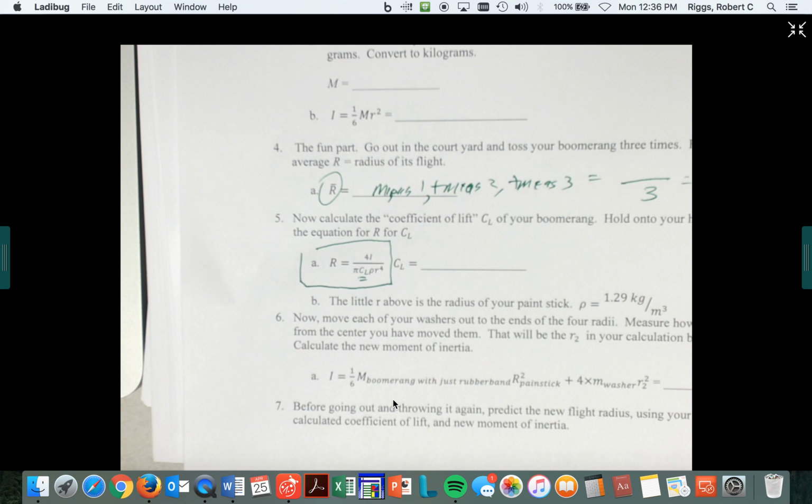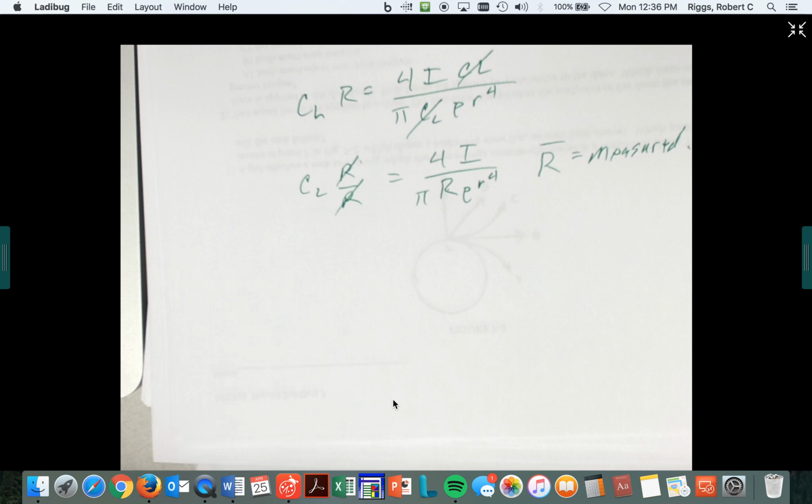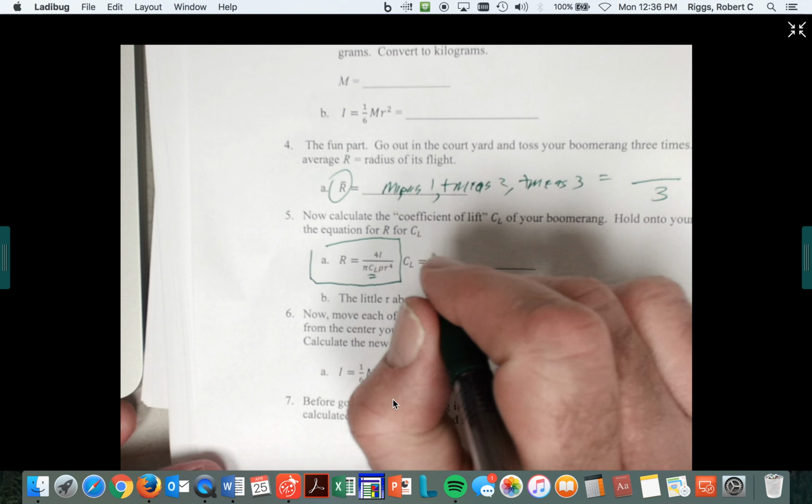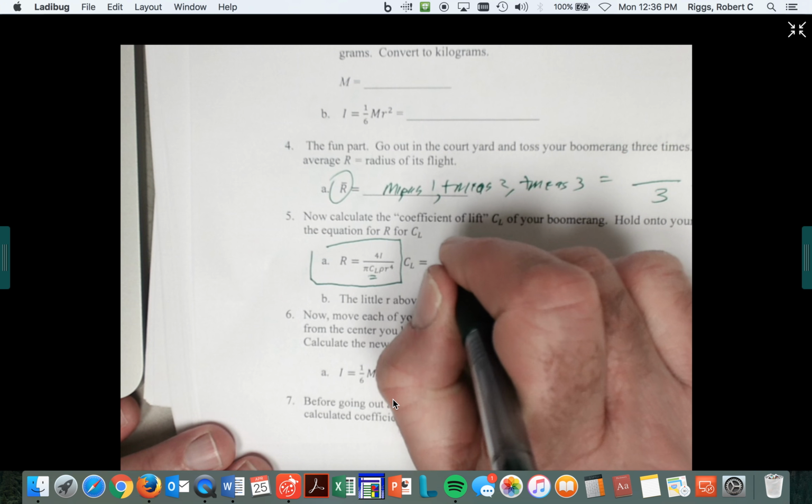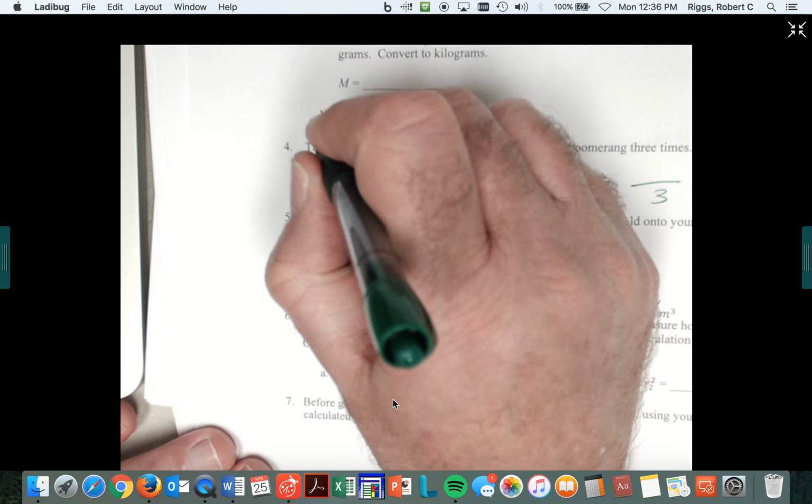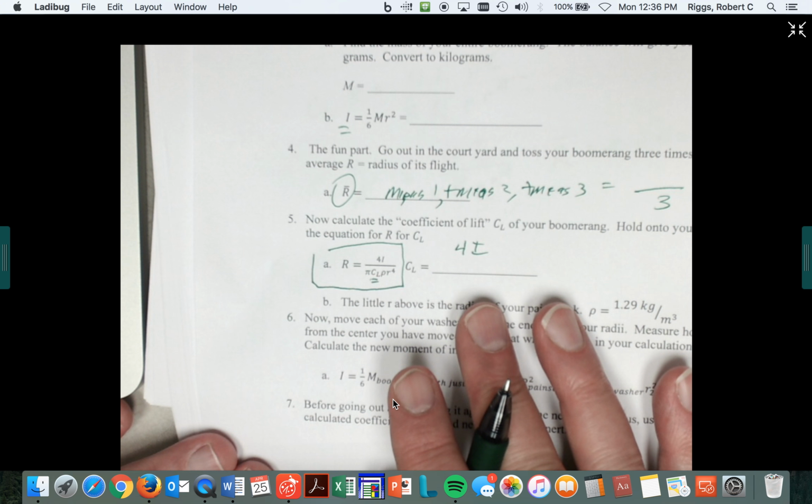So let's review the bidding here real quick. What did we say this was equal to once we got it figured out? Let me see. Oh, there we go. So let me just write that out real quick. We figured out that this was equal to 4 times the I, which we got up here.